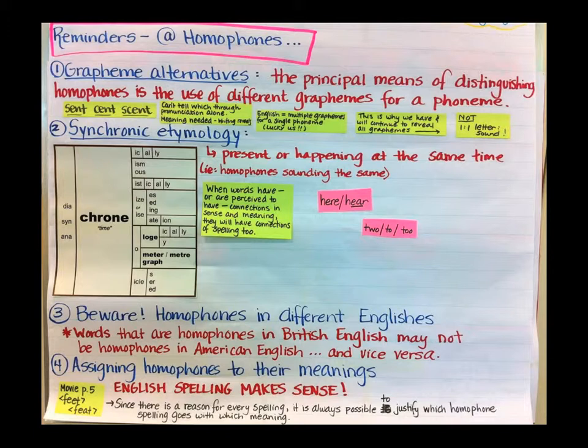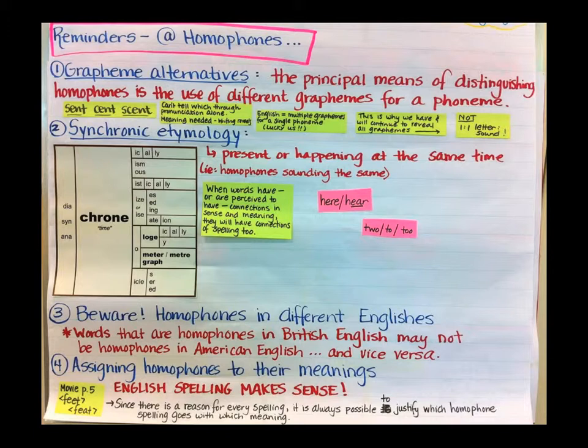The other idea is synchronic etymology, and this is, simply put, the theme we did last year that looked at H-E-R-E and H-E-A-R and indicated how E-A-R is ear, which represents to where we hear from.